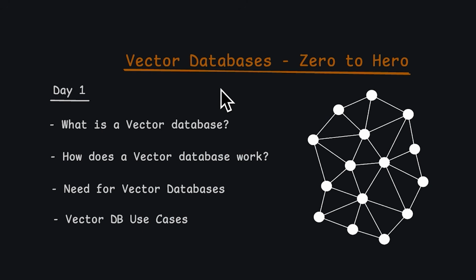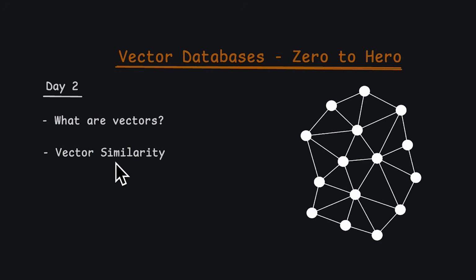Okay, to wrap up this video, we covered a lot of ground already. We understood what a vector database is, how a vector database actually works, and the need for vector databases, and finally we explored some vector DB use cases. Hope you found this video useful. In the next lecture, we will understand what vectors are, and we'll also understand the important concept of vector similarity.